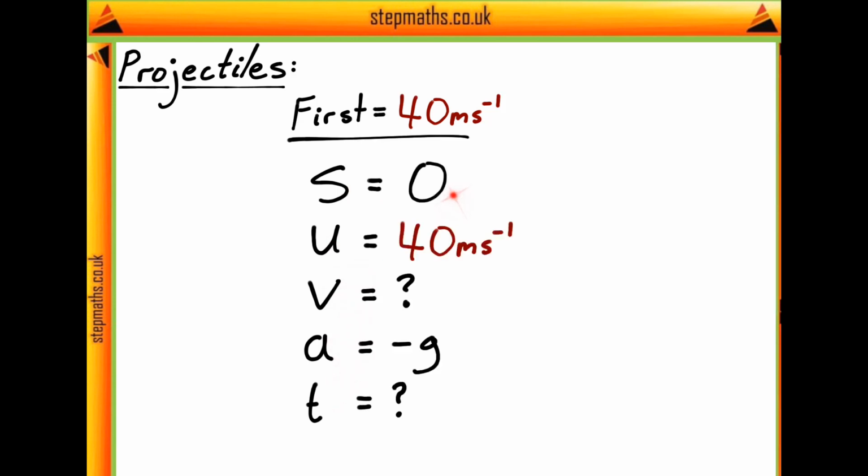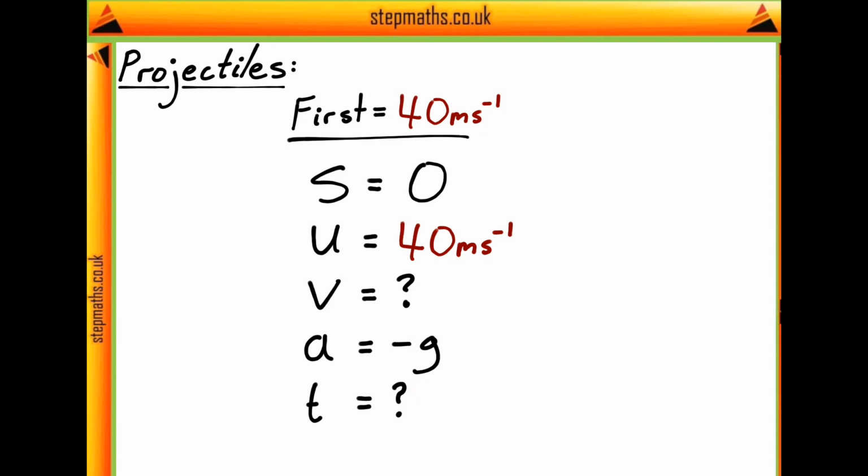Well, we're looking at the point when it hits the ground again, so when the displacement is 0. We also know that the initial velocity is going to be 40 meters per second. We don't know what the final velocity is going to be. We know the acceleration is going to be the acceleration due to gravity, g, in the downwards direction. And we don't know the time which it's going to take.